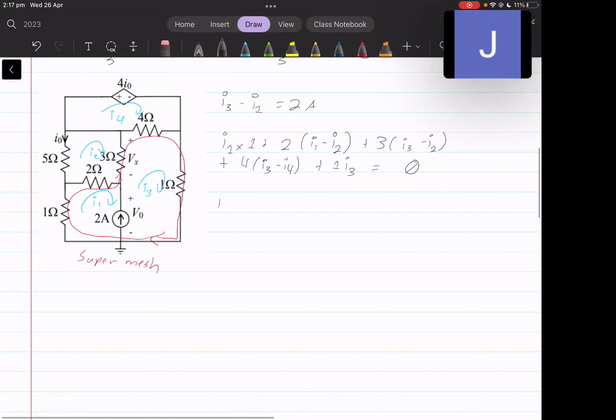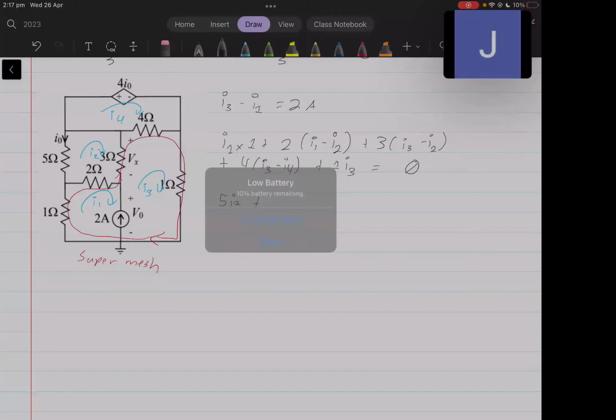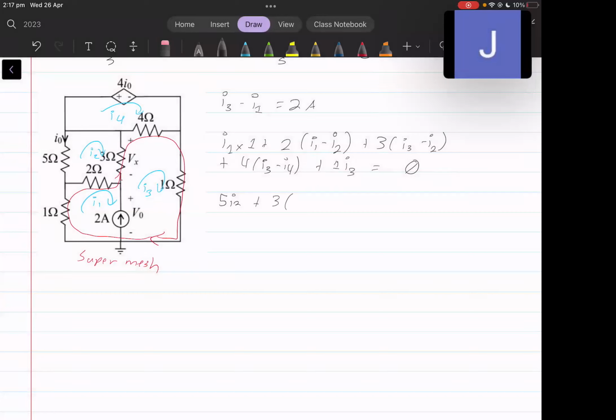So for I2, if we start at the 5 ohm resistor, we can just do 5 I2 plus 3 times I2 minus I3. Yeah. Minus 3 times I3 minus I2.